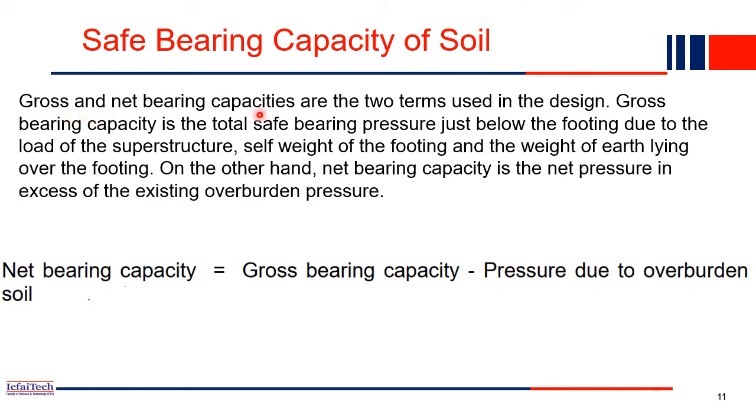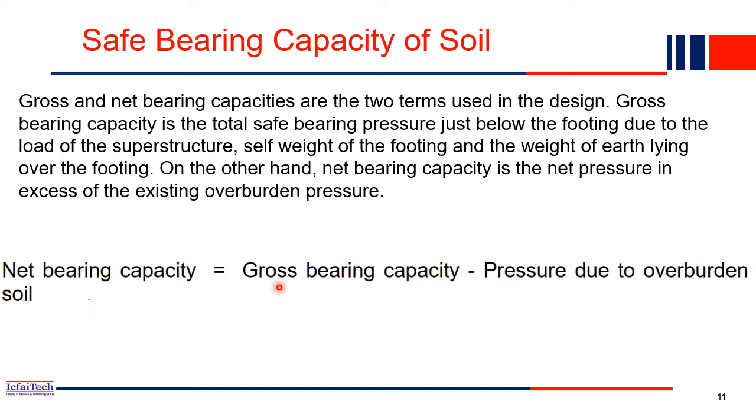The gross and the net capacity are the two terms used in the design of foundations. The gross bearing capacity is the total safe bearing pressure just below the footing due to the load of the superstructure as well as the self weight of the footing plus the weight of the earth lying on the footing. That is what we call the gross bearing capacity of the soil. On the other hand, net bearing capacity is the gross bearing capacity minus the pressure due to the overburden soil.